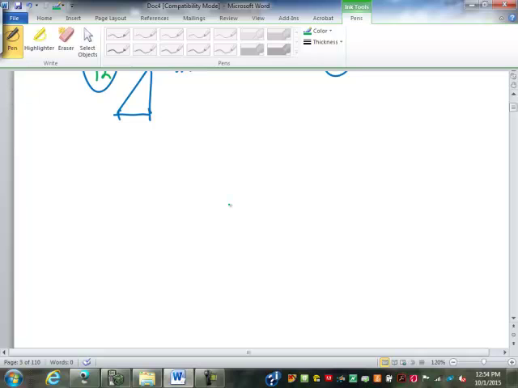Here, let's look at a roof example here. So let's say we have a roof here that has a 30-foot span.